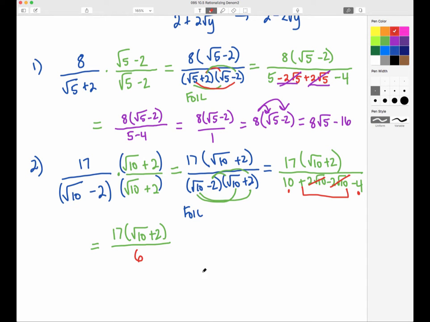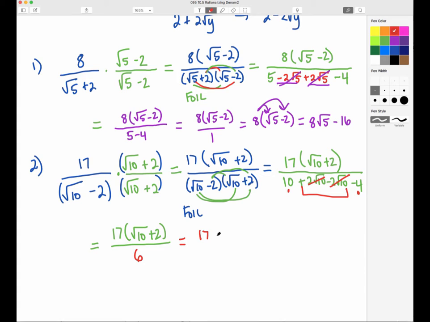6. Okay, so I'm going to look at this problem. Is there anything I can simplify? So I held off multiplying the 17 through the parentheses because I could look to see if 6 and 17 have any common factors. They do not, so I'm going to go ahead and distribute this 17. 17 times the square root of 10 plus 34, and all of this can be divided by 6. And there we go, we have rationalized the denominator. There are no more radicals in this denominator.